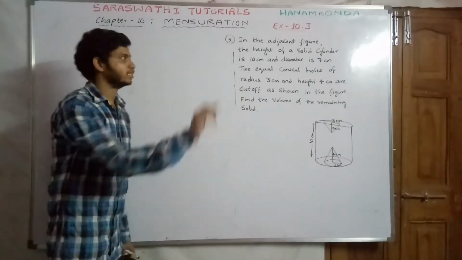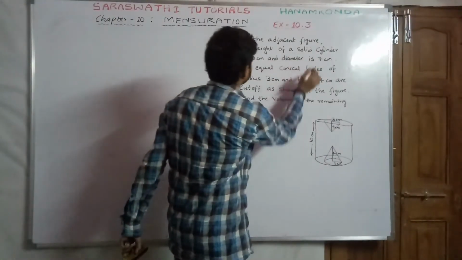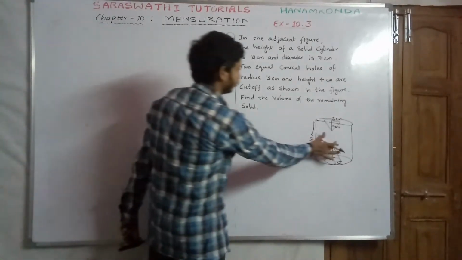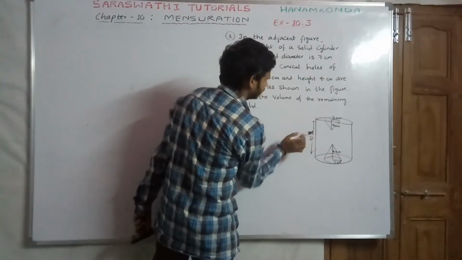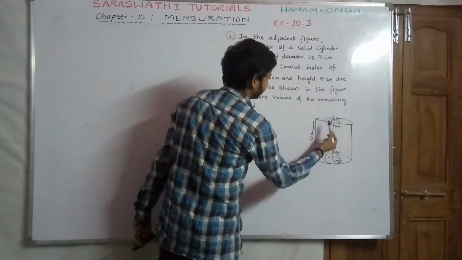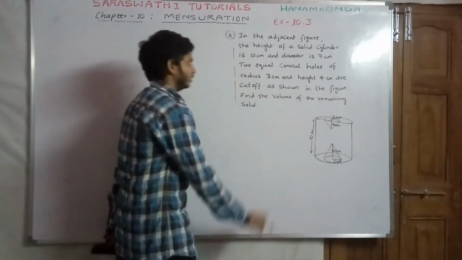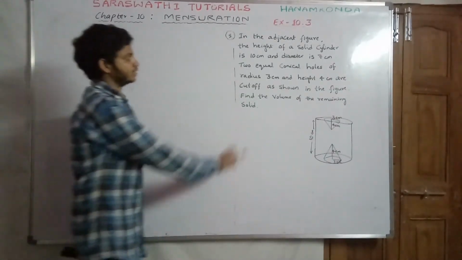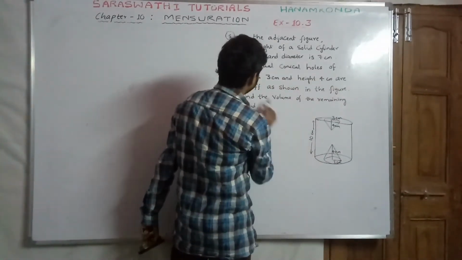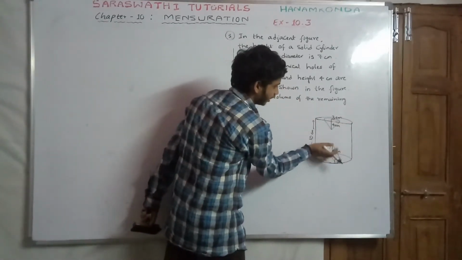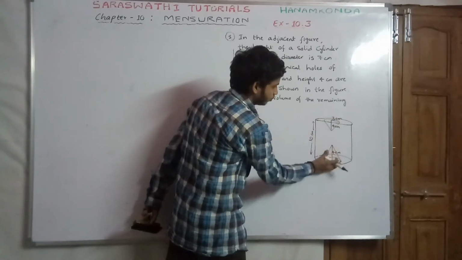The next question is: in the adjacent figure, the height of a solid cylinder is 10 centimeters and the diameter is 7 centimeters. So the diameter is 7 centimeters, which means the radius of the cylinder is 7 by 2 centimeters. Two equal conical holes of radius 3 centimeters and height 4 centimeters are cut off, as shown in the figure. From each side of the cylinder, a cone is cut.